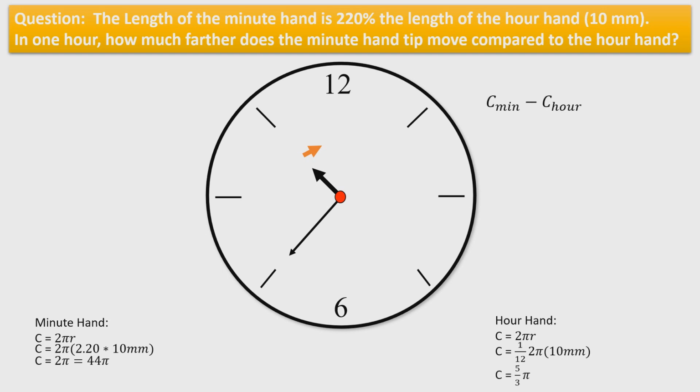So now what we do is we take the circumference of the minute hand minus the circumference of the hour hand. Now, you can also do the opposite, but usually more than less, right? The minute hand is going to travel more than the hour hand. So we do the math, we get 44 pi minus 5 over 3 pi. And we do the fractions and we get our answer, 42 and 2 over 3 pi.